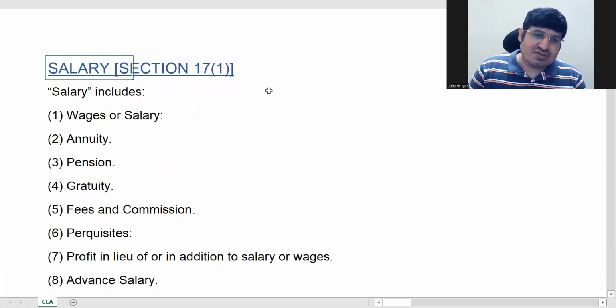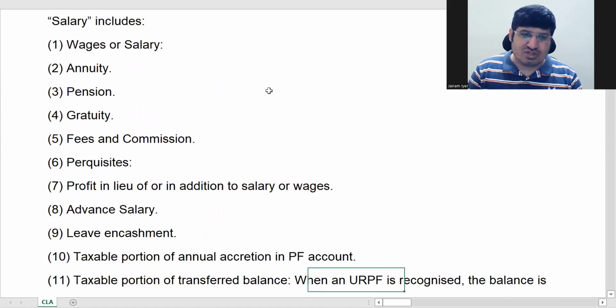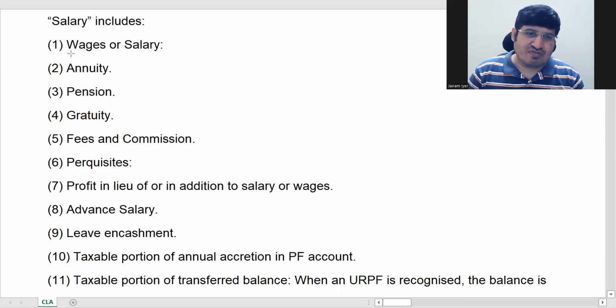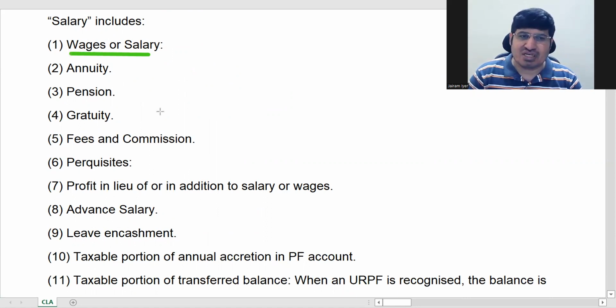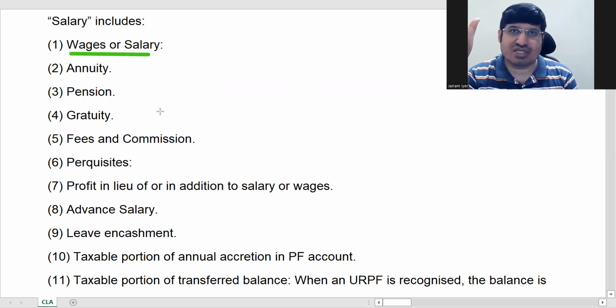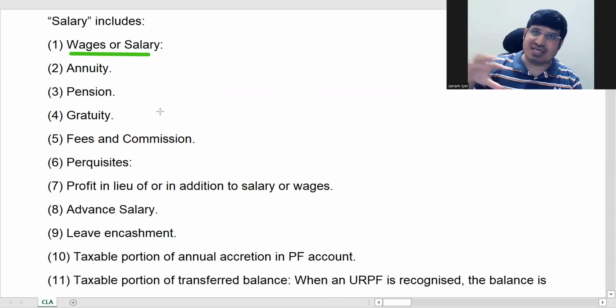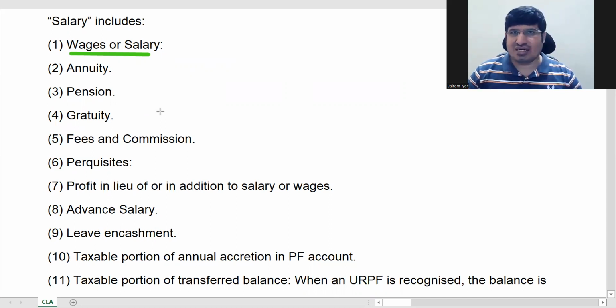Okay, so salary includes what? Wages or salaries. So wages or salaries both are the same. There's no differentiation as far as the Income Tax Act is concerned. In accounting, generally wages is considered as something which is manual. Salaries is what we call white collar employees, who work in offices. Wages is basically the people who work in factories or something like that. Okay, manual work. That's how it is seen in your accounts.